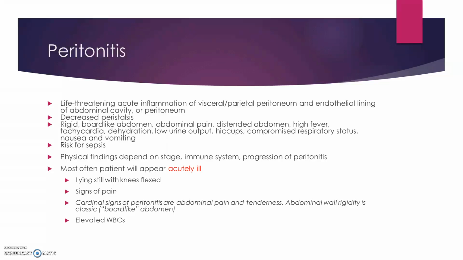Physical findings depend on the stage and immune system, but generally speaking, if they are having a lot of abdominal pain and the abdomen becomes rigid and board-like, you have got some major problems. Most of these patients look very sick when they present. They're often lying very still. They don't want to be touched on their stomach or move their stomach, and their knees are flexed to try and relieve pressure in their abdomen.